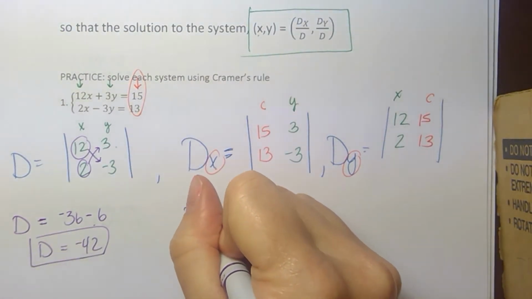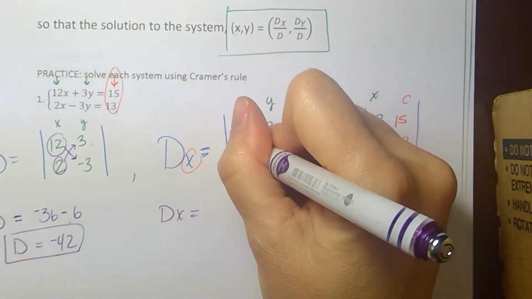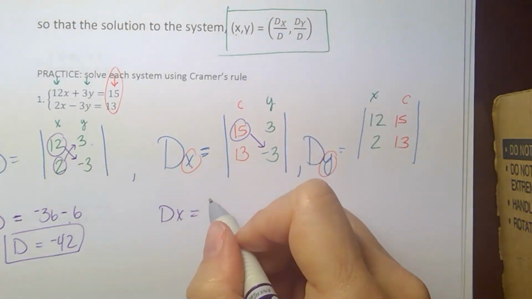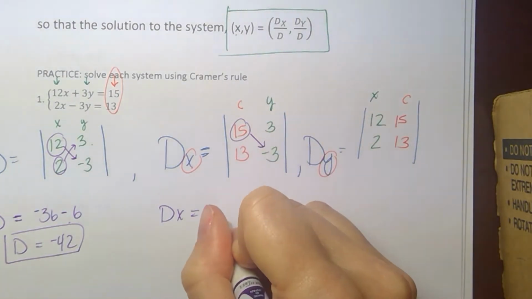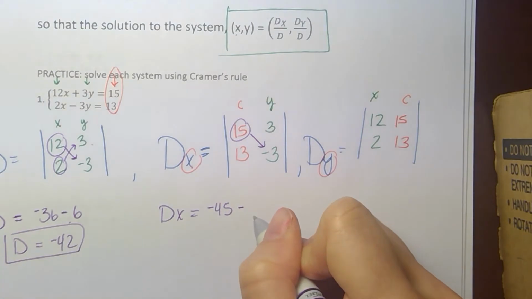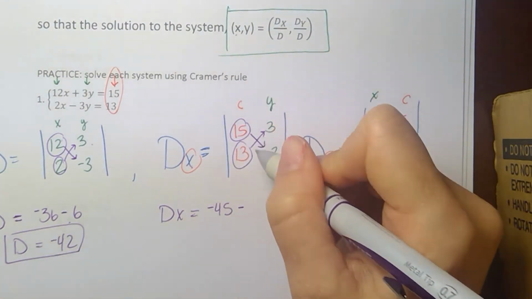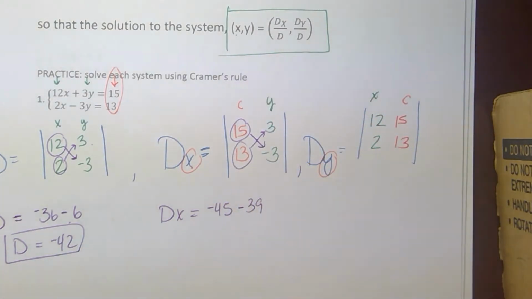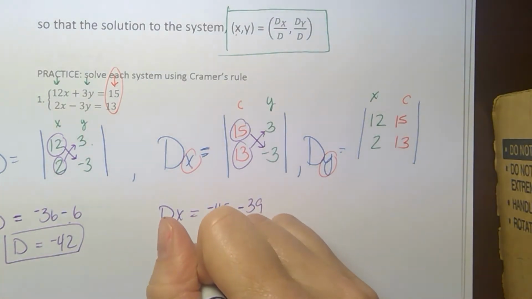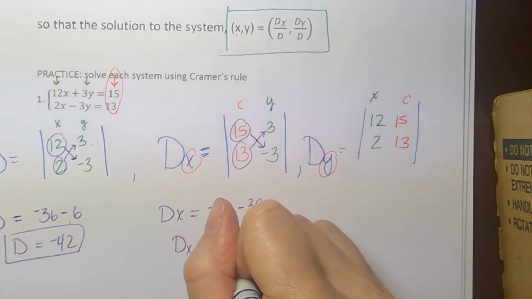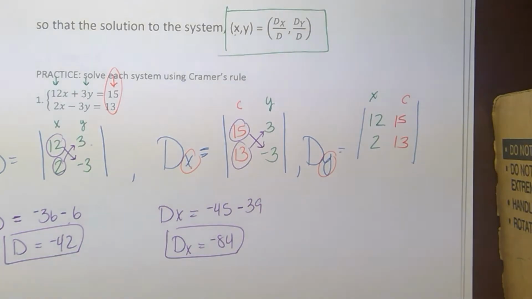Now let's do d sub x. Start in the same place, find cross products. 15 times negative 3 is negative 45 minus, and then I have 13 times 3, which is 39. Those are both negative. Negative 45 and a negative 39 gets me to a negative 84. So d sub x equals negative 84.